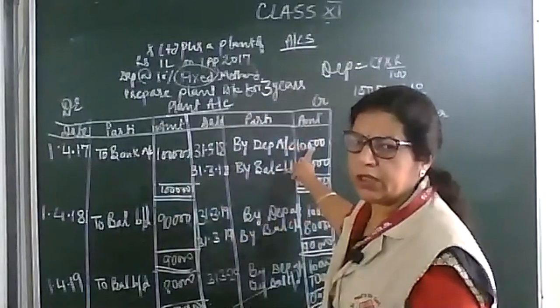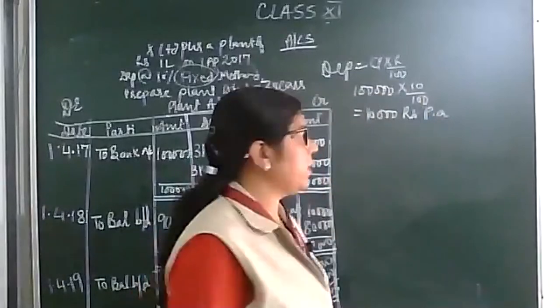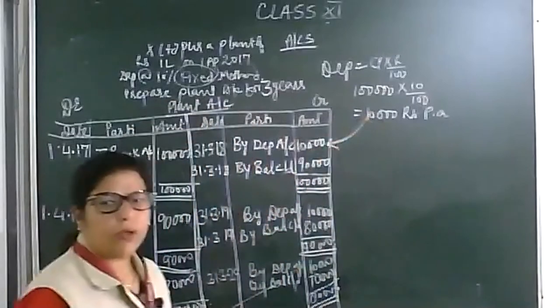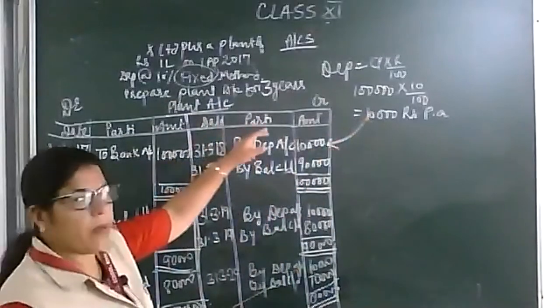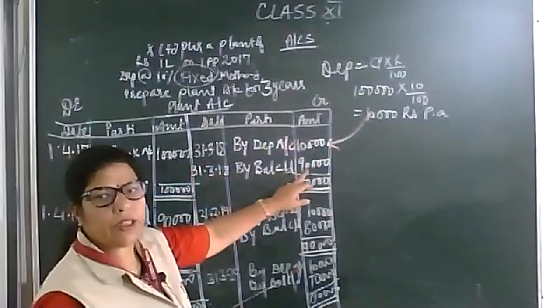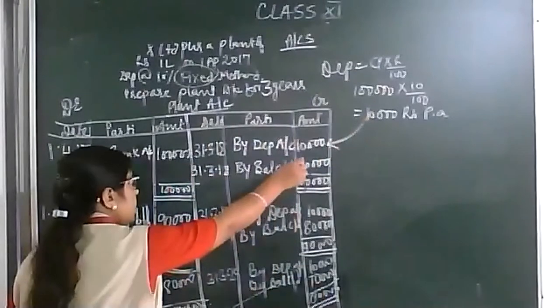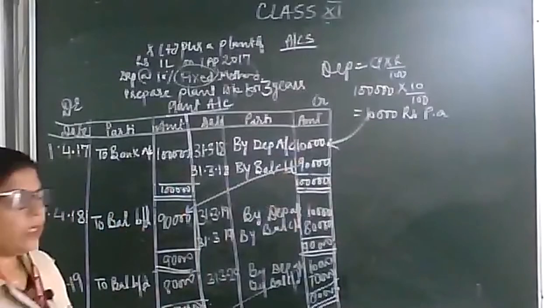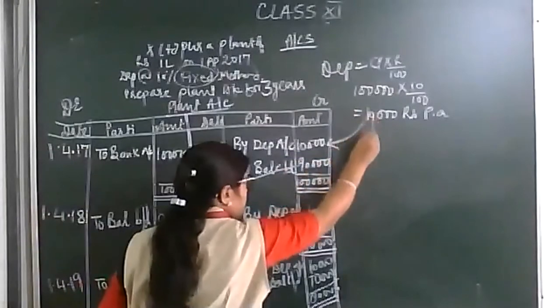Now depreciation 10,000. From where do I get the 10,000? From here. Okay. Now 1 lakh minus 10,000, that is 90,000. Now this 90,000 will come here. Then again this 10,000 will be there.